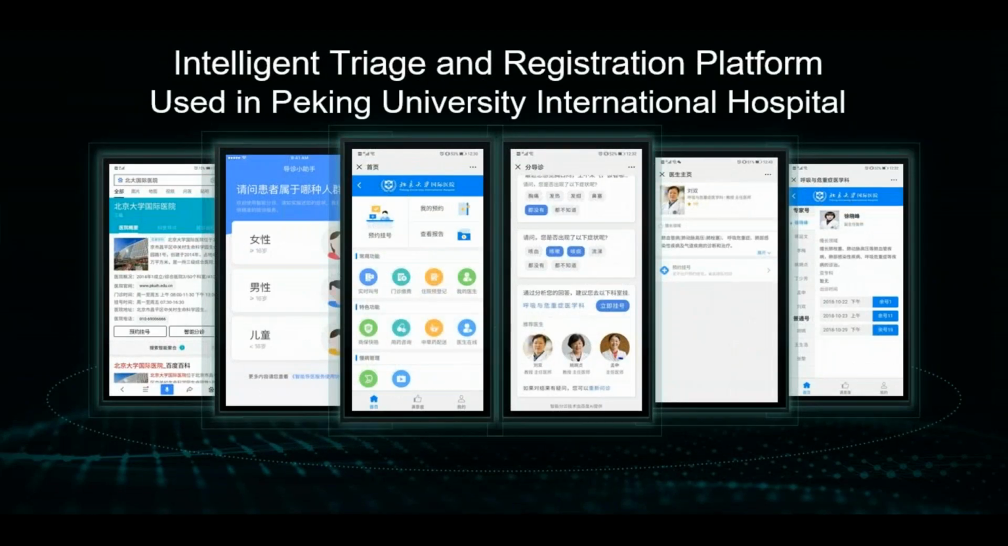So it's our practice on the very popular platform in China. It's called WeChat. It's an intelligent triage and patient registration platform, and used in Peking University International Hospital.